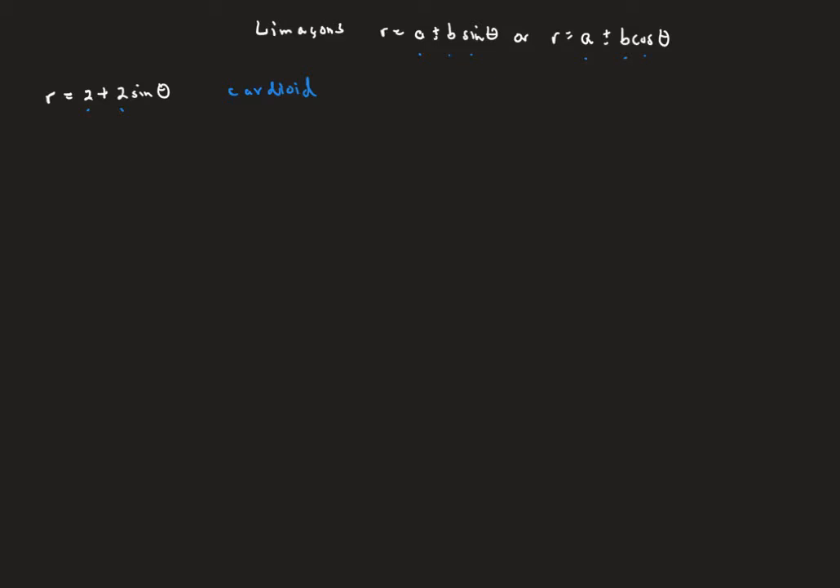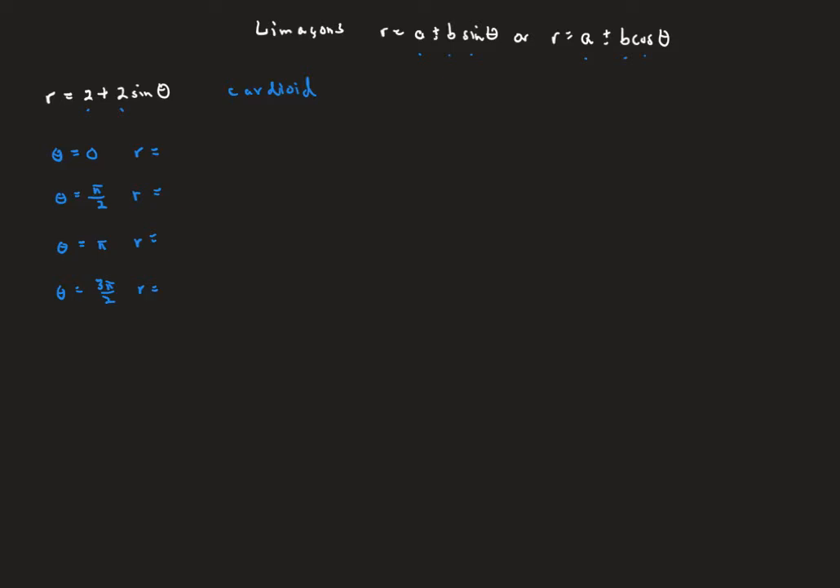So for all of the Limacons, what I'm going to do is plot points. So I'm going to find out what r is equal to when theta equals 0. I'm going to then find out what r is equal to when theta is pi over 2. And then I'm going to find out what r is equal to when theta is pi. And finally, when theta is 3 pi over 2, we'll solve for the r, and then we're going to plot those points on an axis.